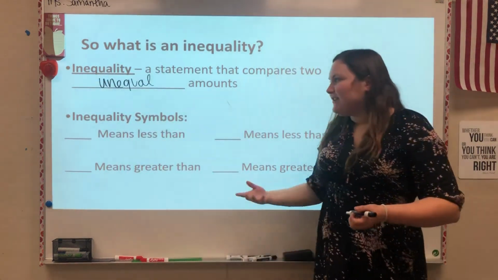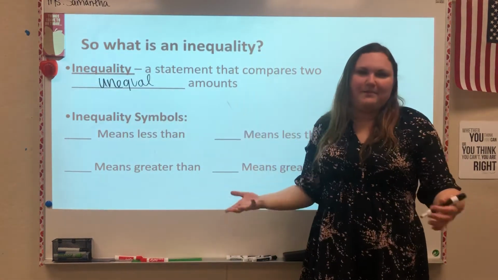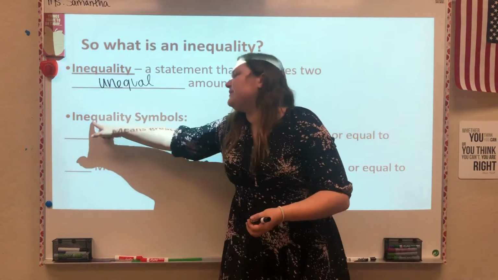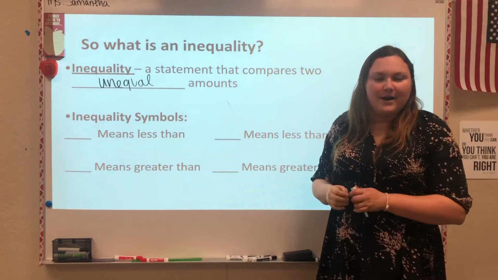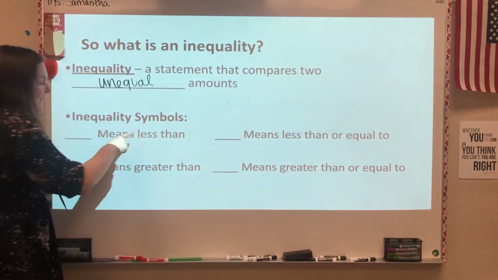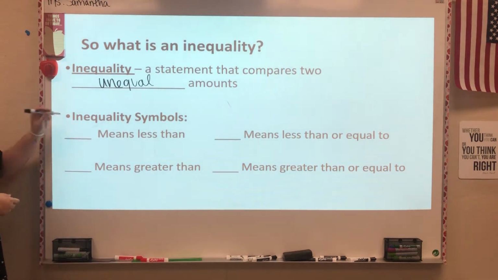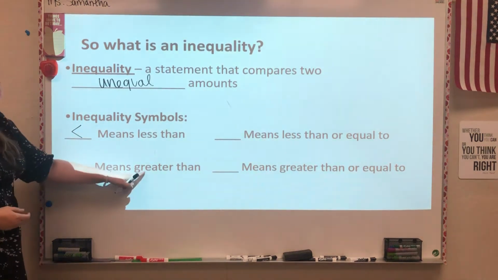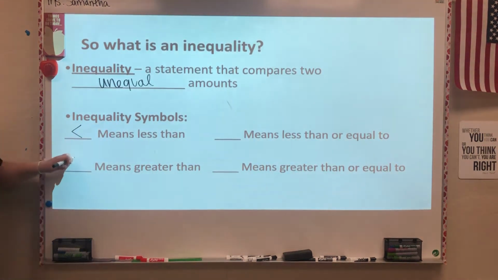Now, because inequalities are literally unequal amounts, we can't use an equal sign. Instead, we have 4 symbols we use that make up our 4 options of inequality symbols. Our first symbol is for less than. I would use this symbol here if I wanted to say something is less than something else. Greater than goes the opposite direction, so greater than would look like this.